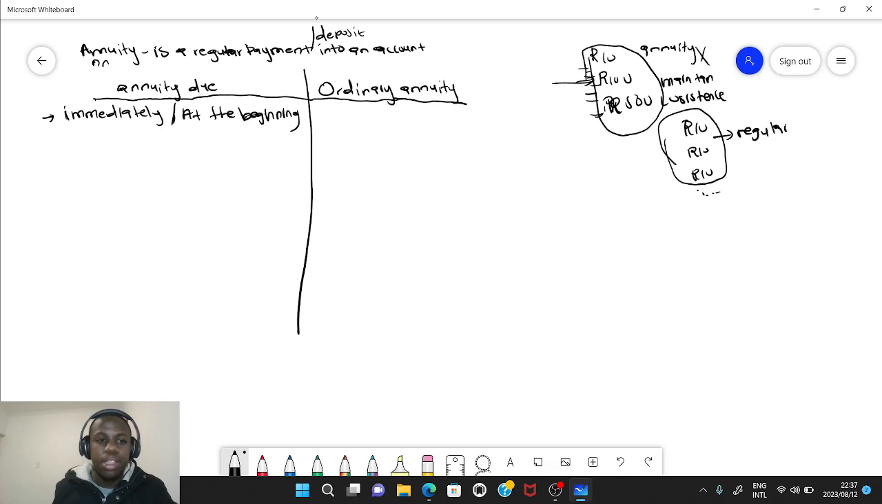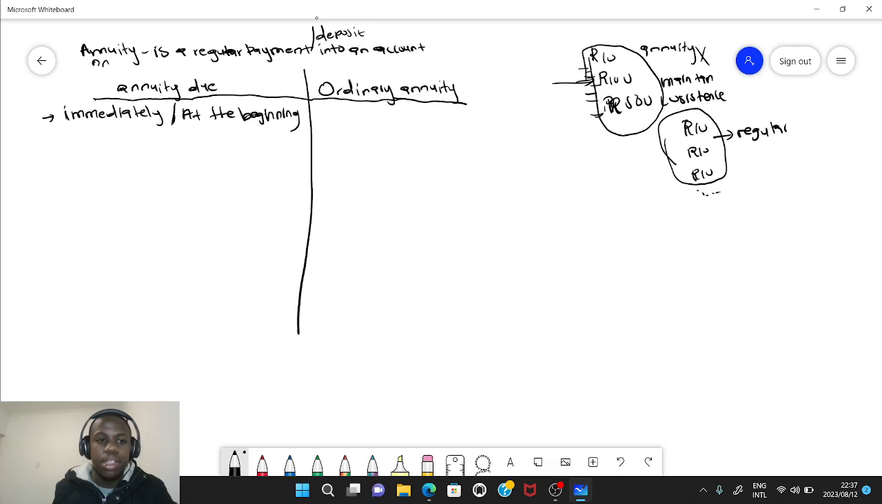And then the moment you see at the end of, it can be a month, a week or a year, it simply tells you that you have the ordinary annuity.